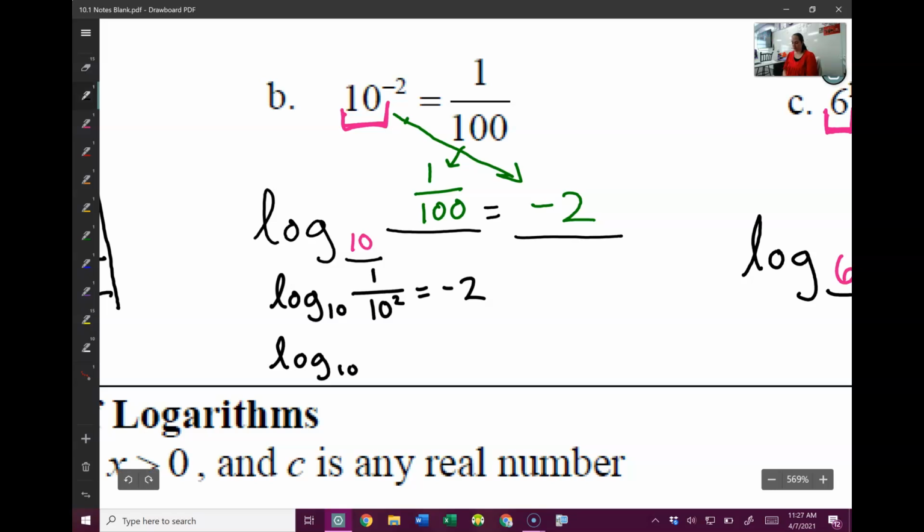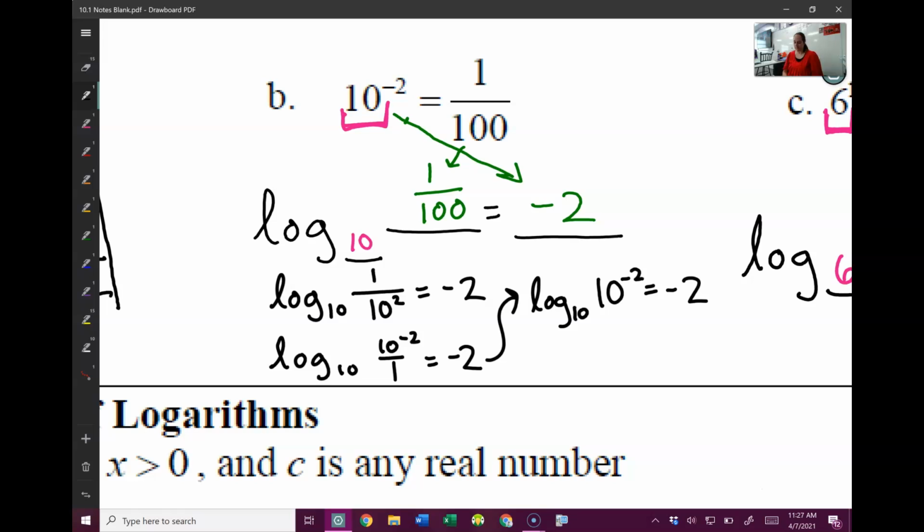So instead of 1 over 10, I can write this as 10 over 1, but the sign on my exponent is going to change. So instead of a positive 2, it's going to change to a negative 2. And that's one of those rules of exponents. So if I rewrite this, I have log base 10. I don't really need the over 1. So this is what I've got. Well, do you notice where that negative 2 came from?